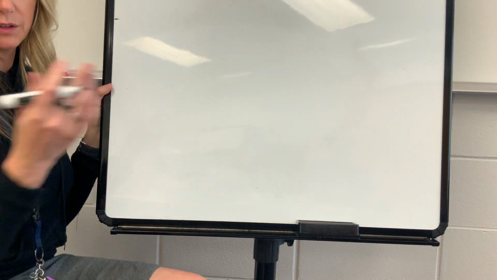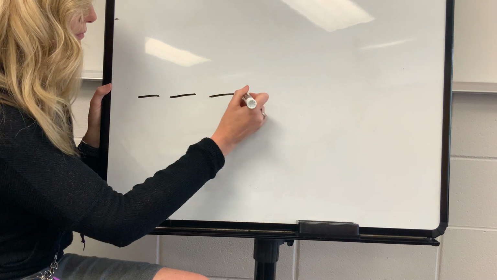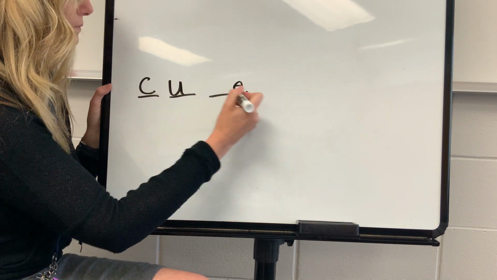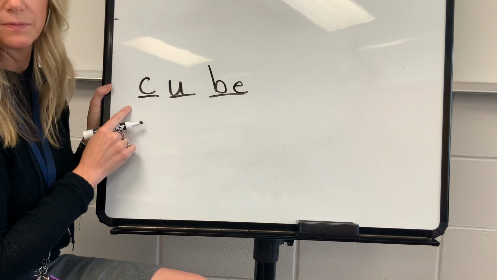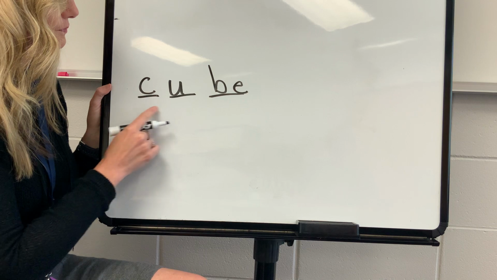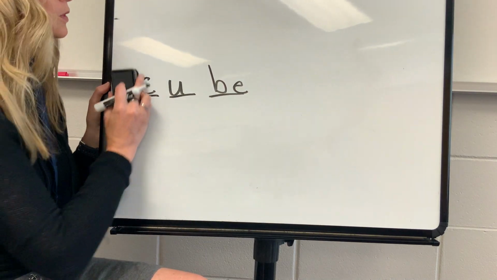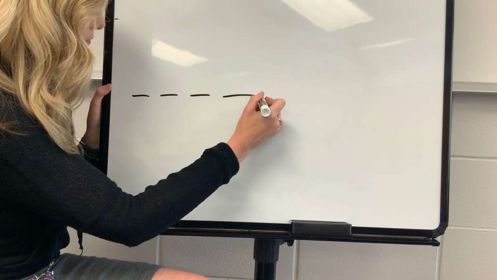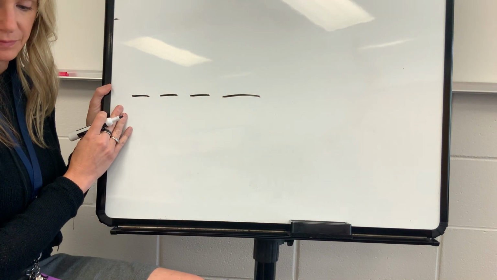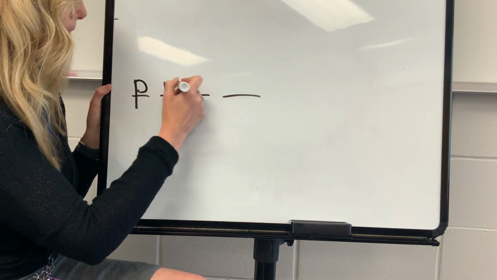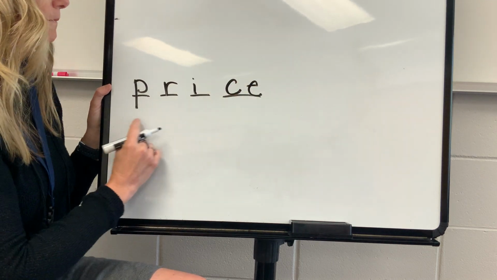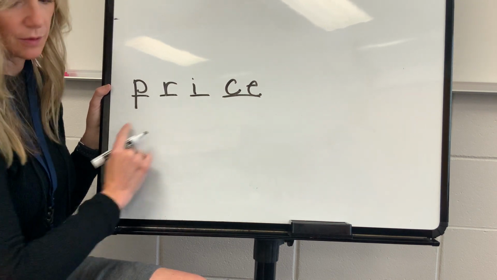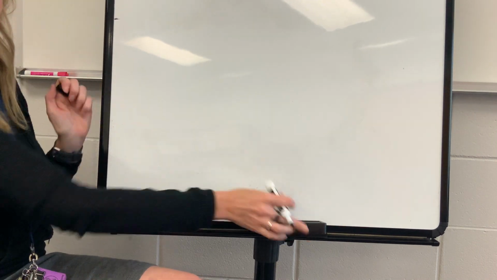Your next word is cube. What word? Cube. Stretch cube. Write your spellings for cube. Check it. Spell cube. C-U-B-E. Word? Cube. Yes, cube. One more word. Price. What word? Price. Stretch price. Write your spellings for price. Check it. Spell price. P-R-I-C-E. Word? Price. Yes, price. Nice work.